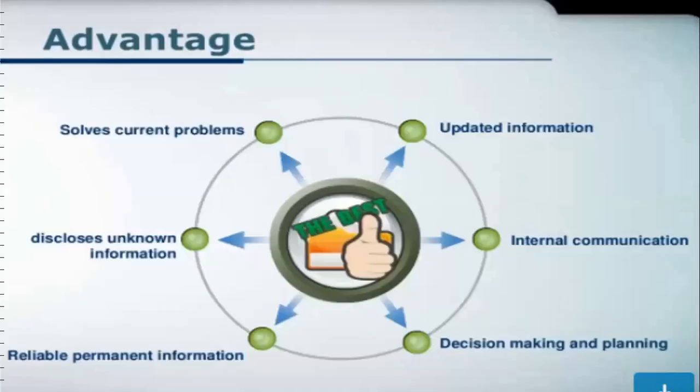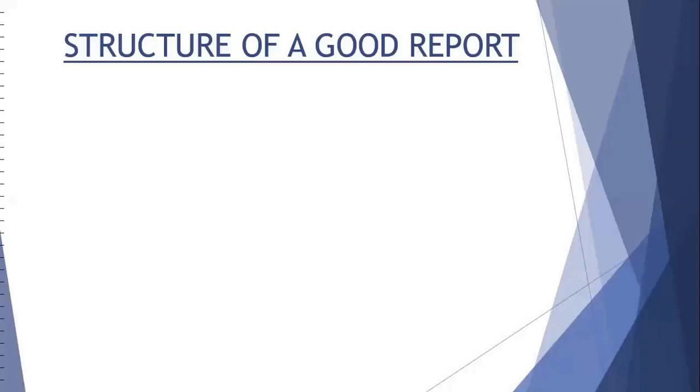Let's check what are the advantages of report writing. Why do we write a report? To solve current problems. Updated information will be provided through it. It discloses unknown information, internal communication, reliable, permanent information, decision making and planning. Yes, when you write a report and find out facts and figures, then on the basis of these facts and figures, decision making and pre-planning become easier for the authorities.